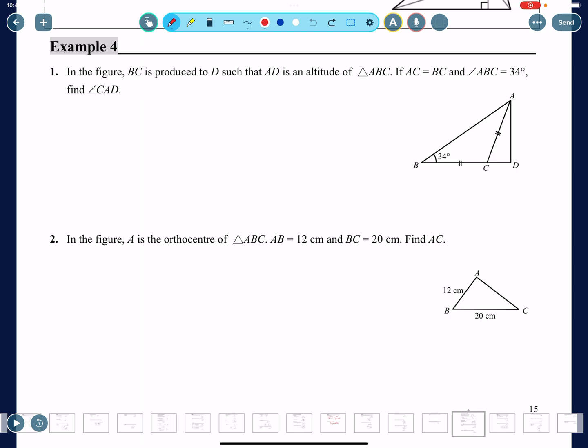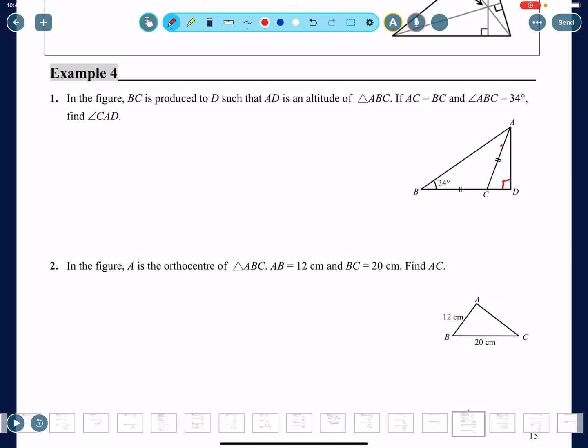Question number 1. BC is produced to D such that AD is an altitude of triangle ABC. That means AD is going to be perpendicular, because AD is from this vertex and this vertex, right? So it's perpendicular that way, okay? If AC equals BC, with 34 degrees drawn there, find angle CAD. All right, so now we know it's an altitude, therefore angle ADC is 90 degrees.